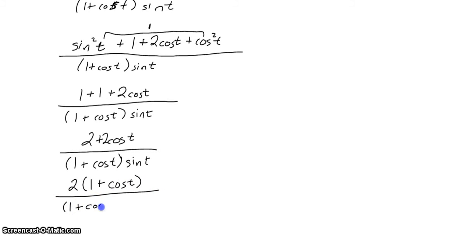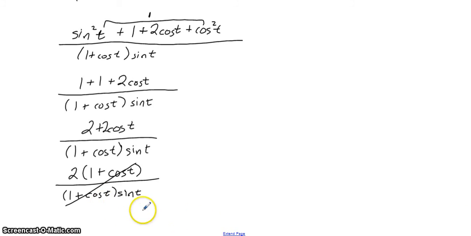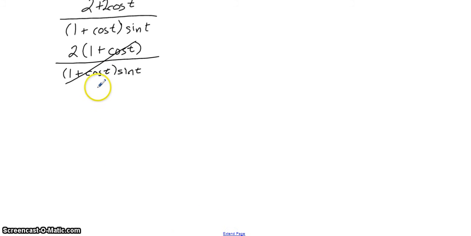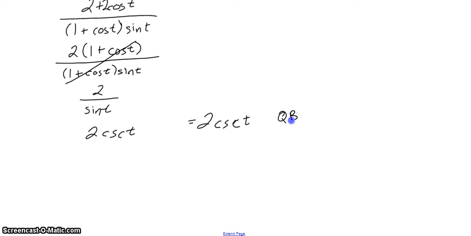Yep, I am not kidding you. Ta-da! Oh, look. Weird name for 1. You're gone. So, 2 over the sine of t is 2 cosecant t. And that's what we had originally. So it has been checked.